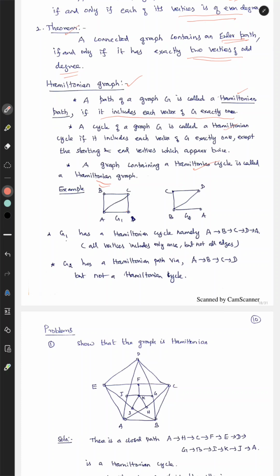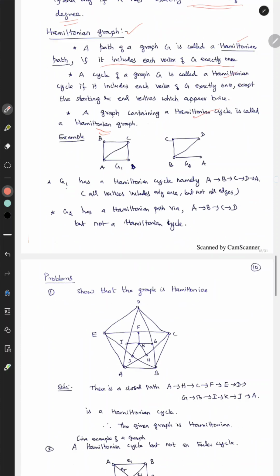So it contains an Euler path, but what is that? It is A, B, C, D, B. This is an Euler path. Because of that result we know such an Euler path exists. There are exactly two vertices of odd degree.